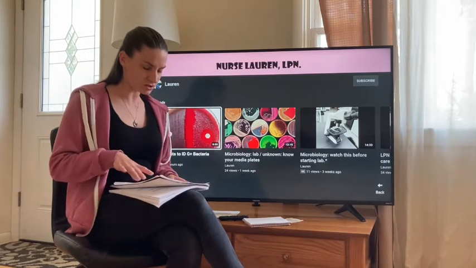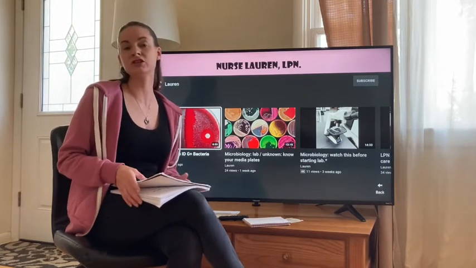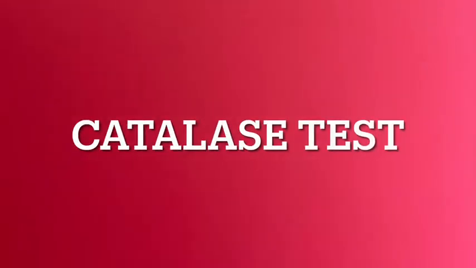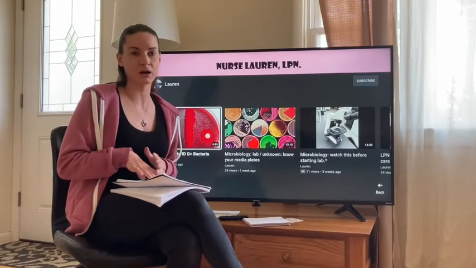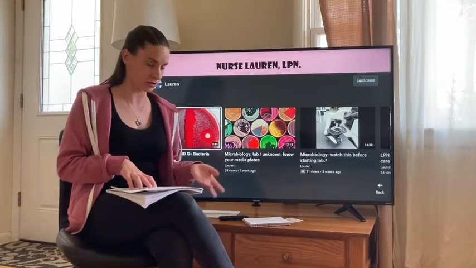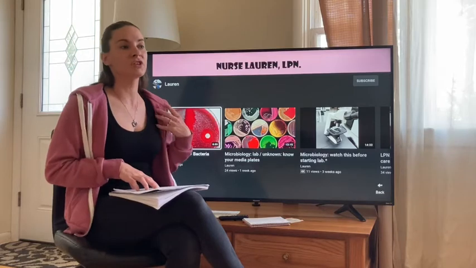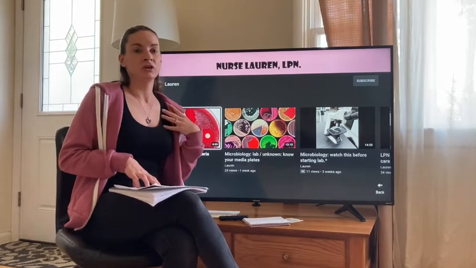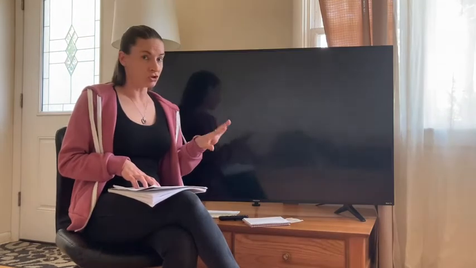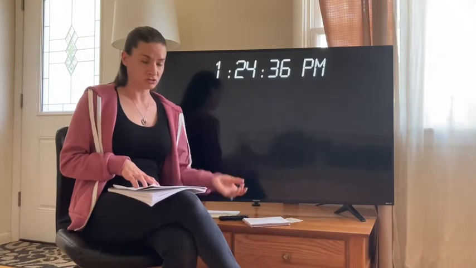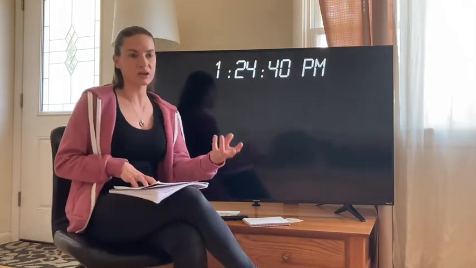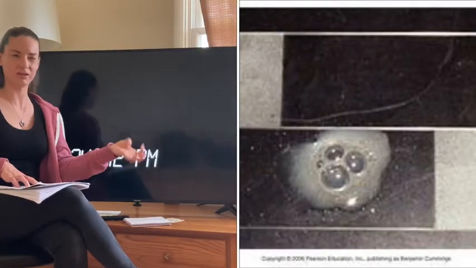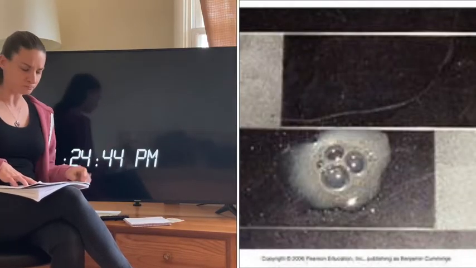So the first test that you need to know is the catalase test. It's easy. It tests for an enzyme which is actually called catalase, and the bacteria will use this enzyme to degrade hydrogen peroxide, and then what you're seeing in the test is bubbling from, I think it's oxygen being released.